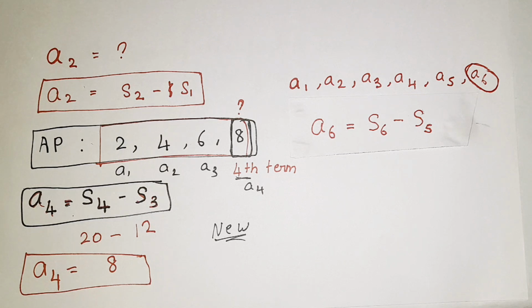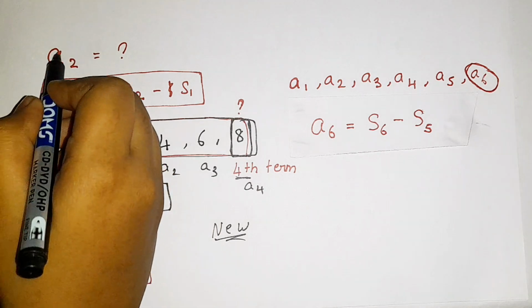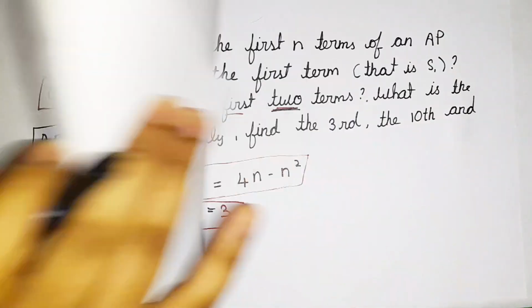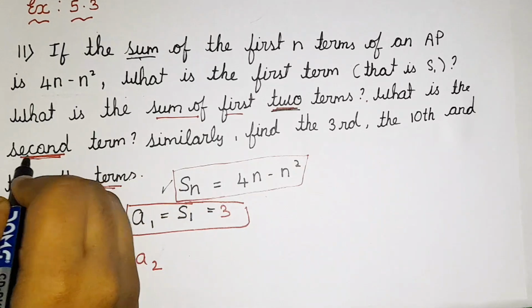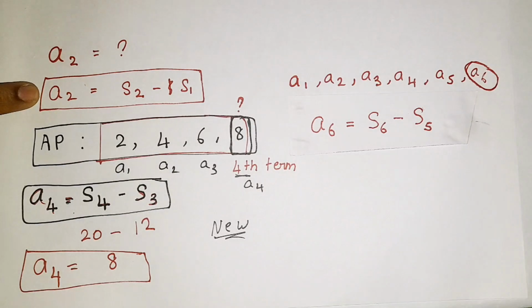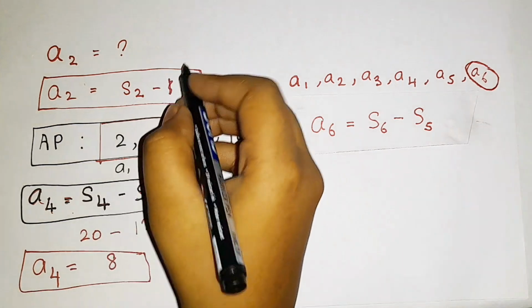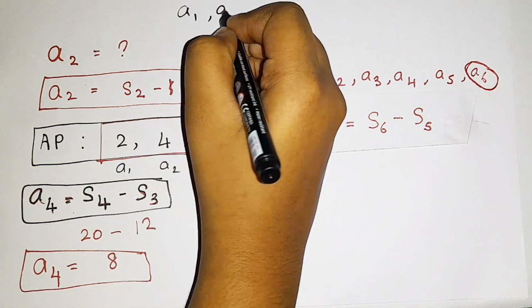Okay, so for what purpose did we do this? Because we want the A2 value. So I will just show you this. We want the 2nd term, isn't it? That is the A2 value. How to find this A2 value? I just told you guys. I got a formula, that is A2 is equal to S2 minus S1. So here I will write A1, A2.